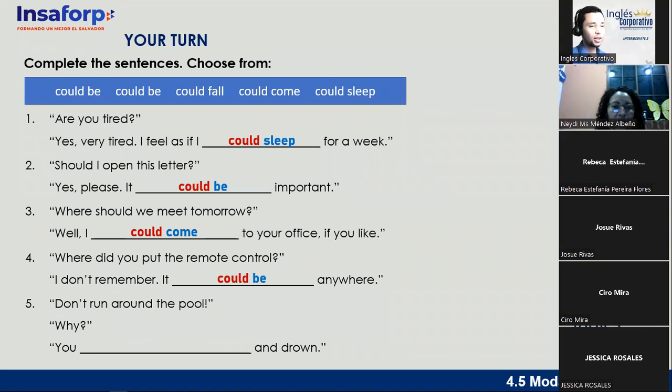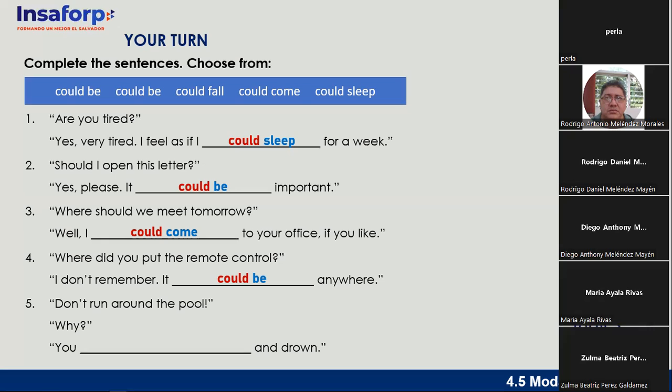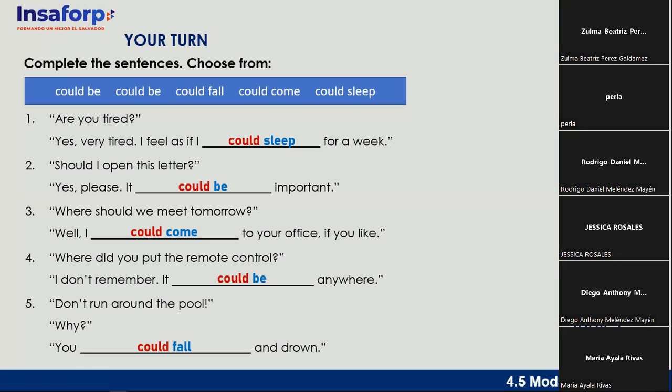All right. Rodrigo, do you have number five? Rodrigo Antonio, you wanted to participate? Don't run around the pool. Why? You could fall and drown. Podrías caerte y ahogarte. Okay, that's right. Okay, thank you very much.